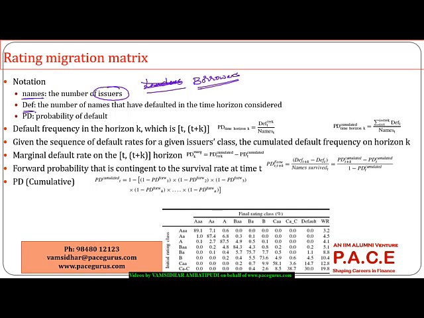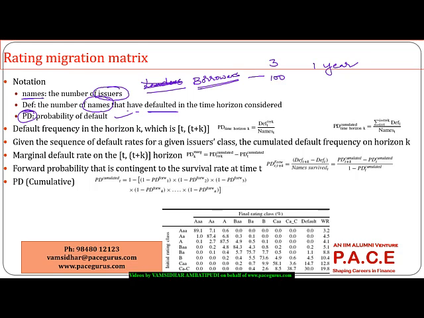Then I'm also talking about default. So the number of names, which are the number of borrowers who have defaulted in the time horizon. So I may consider a time horizon of, let's say, 1 year. I'm talking about the number of borrowers, let's say 100. I'm also talking about the number of them who have defaulted, let's say 3. So that is the default. So PD talks about the probability of default.